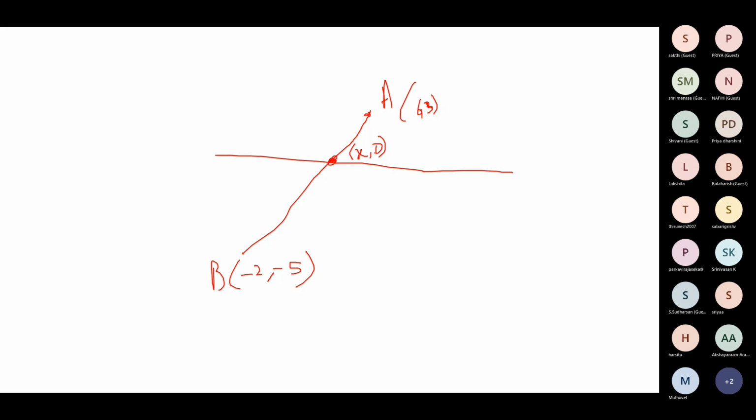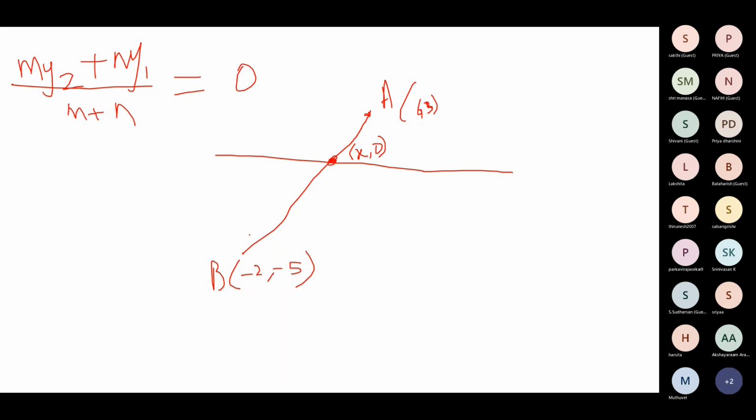And we know that to find the ratio, we need either the x coordinate of the point of division or the y coordinate of the point of division. So here we do not know the x coordinate of the point of division, but we know the y coordinate of the point of division, which is 0. So my2 plus ny1 by m plus n is equal to the y coordinate, which is nothing but 0.